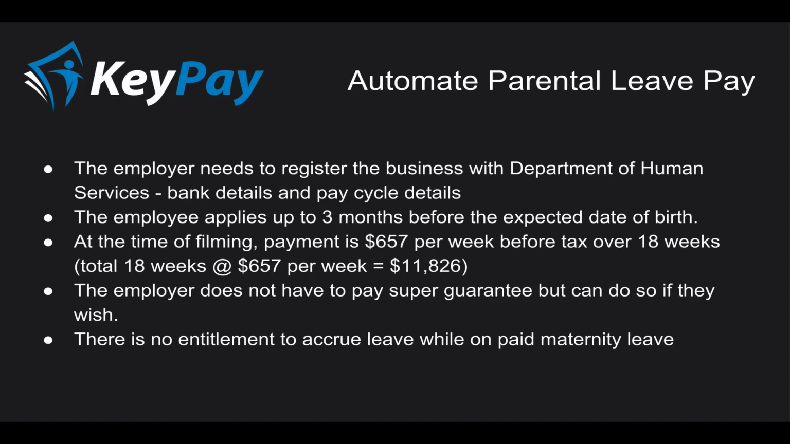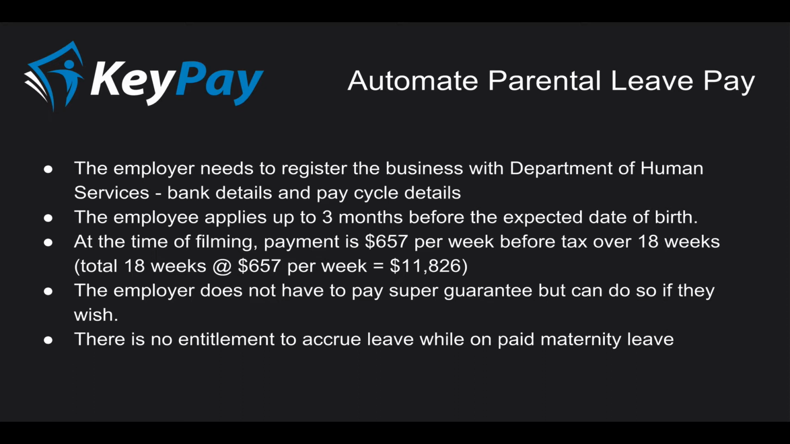The first thing the employee needs to do is register the business with the Department of Human Services. They need to provide the bank details and the pay cycle details for your pay run as well. The employee, up to within 3 months before the expected date of birth, lodges an application. And if that application is accepted, the employer will start receiving funds when the time comes.